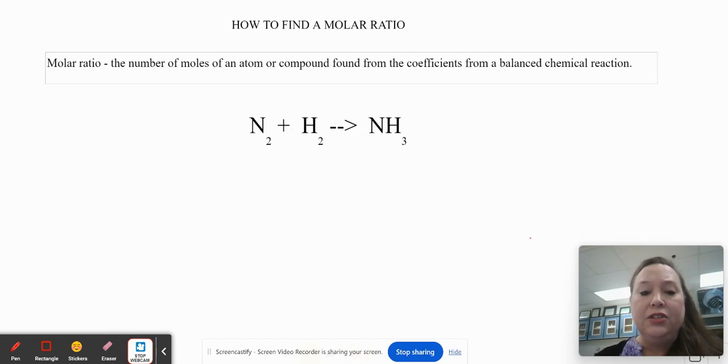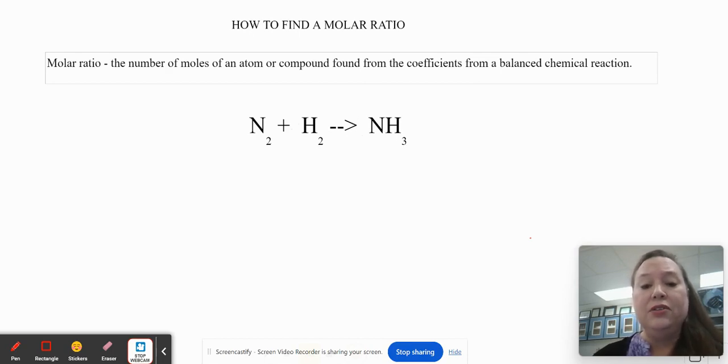It has N2 plus H2 yields NH3. So you can see that there's a different number of nitrogens on each side and a different number of hydrogens on each side. In order to use a molar ratio, you have to have a balanced reaction. So what I'm going to do is place what's called a coefficient in front of the compound that I need to get the numbers to be balanced or equal on both sides.